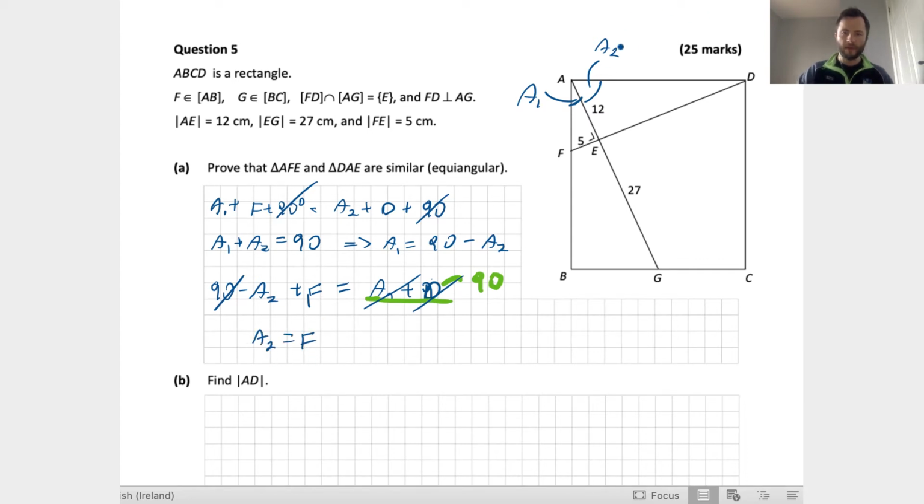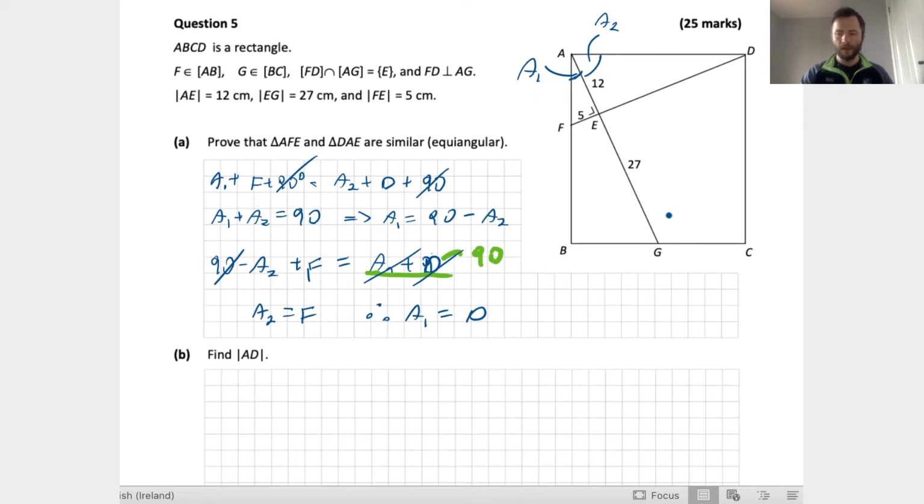So angle A2 has to be the same as angle F, and as an implication of that, angle A1 has to be the same as angle at D, and both of those triangles share 90 degrees, which proves that they are equiangular. Then the next part of this question is to find segment AD.